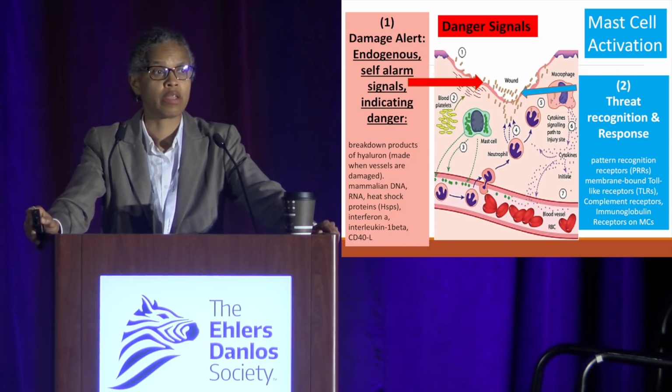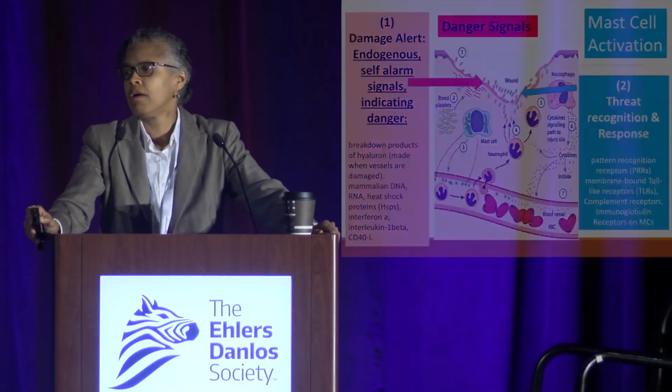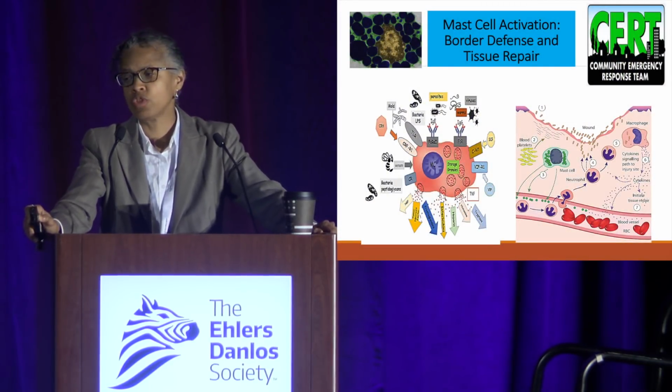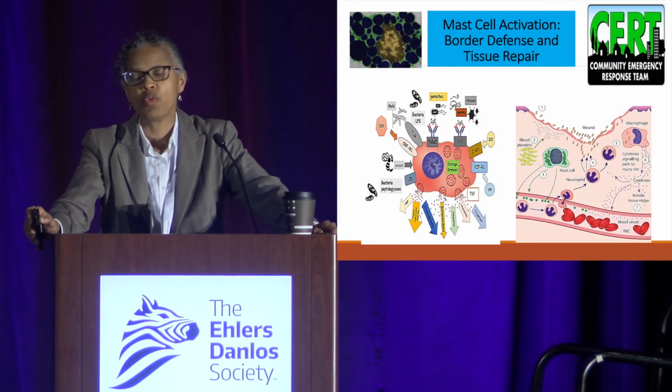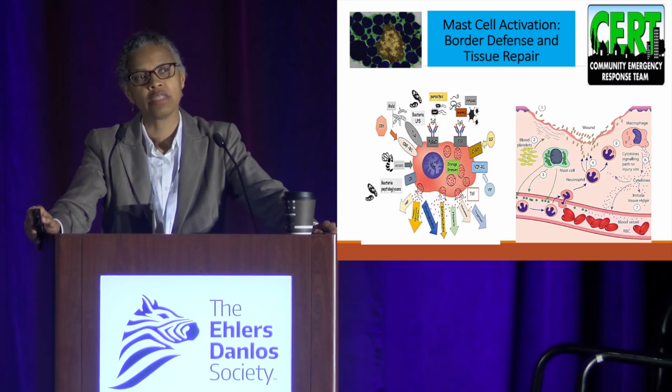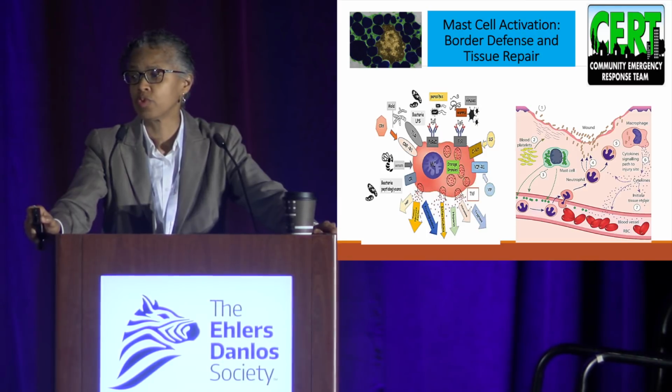And what does that look like? Recurrent sinus infections. So again, we're talking about border patrol. It's really important to understand that mast cells, even though they see a mugshot, they see a virus, they will not go after it unless there's some type of tissue damage to recruit it.